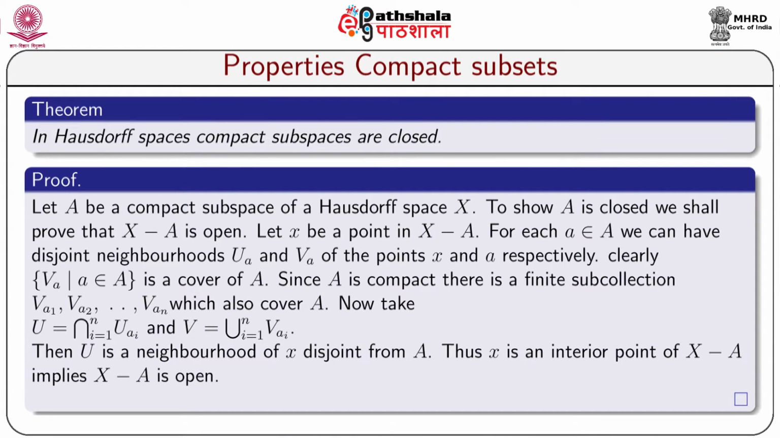As I have already mentioned, compact sets will behave in Hausdorff spaces as points. In fact, in Hausdorff spaces we have observed that every singleton set or every finite set is closed. Here we shall show that in Hausdorff spaces every compact set is closed. That means in Hausdorff spaces every compact set behaves like points. For the proof, let A be a compact subset of a Hausdorff space X. We want to prove that A is closed.